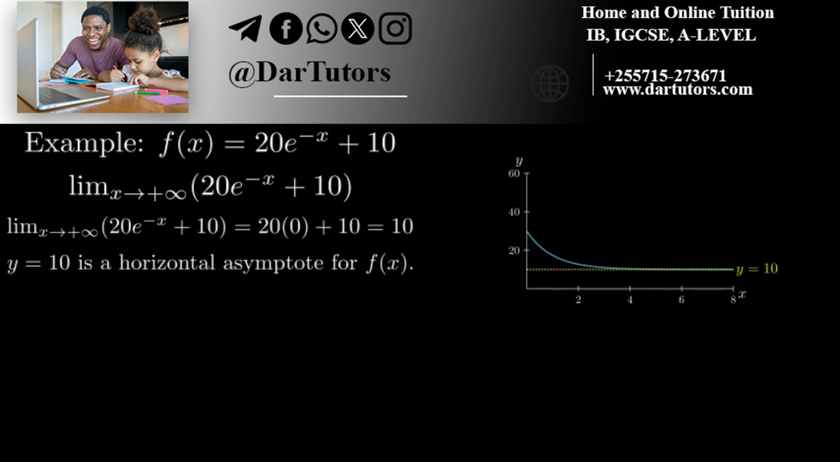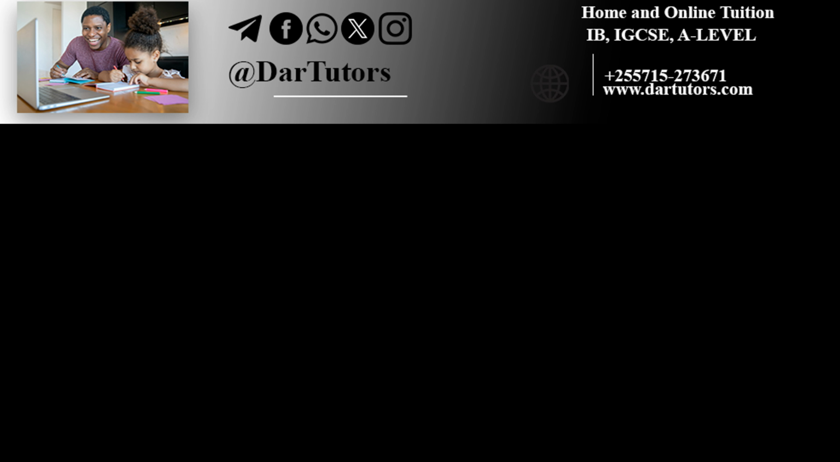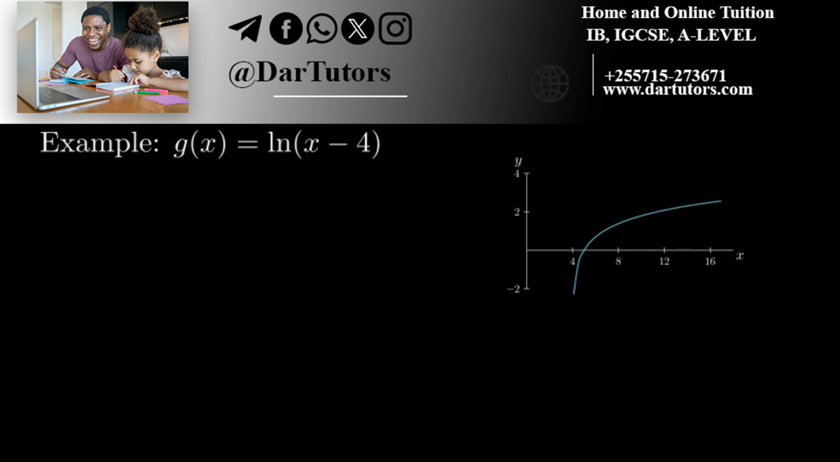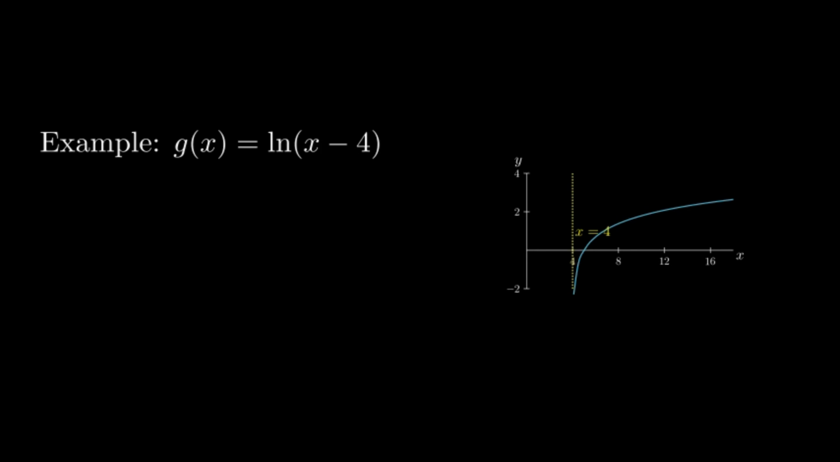Now for a second example, this time with a logarithm, consider g of x equals the natural logarithm of x minus 4. The natural logarithm function is only defined for positive inputs. Therefore, x minus 4 must be greater than 0, which means x must be greater than 4. This tells us something important happens at x equals 4. Let's find the limit as x approaches 4 from the right side, which is the edge of its domain.